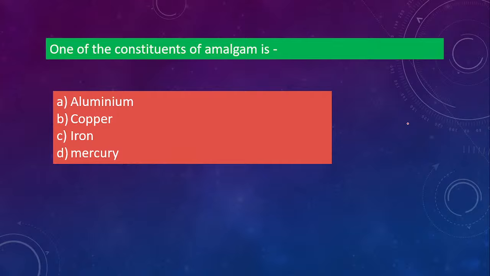You have to tell me which metal out of these four is present in amalgam: aluminium, copper, iron or mercury. Try, try. Has everyone gone to sleep? Why is no one answering? Try it out. You're giving hard. I want the answer. A, B, C, D. At least write that. A or B or C or D.